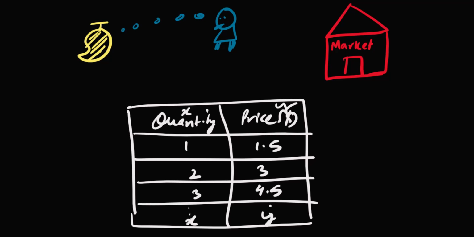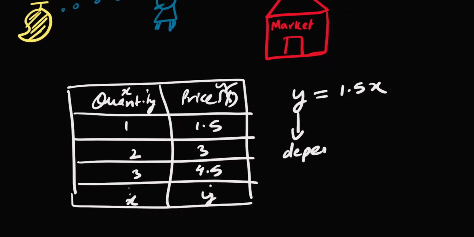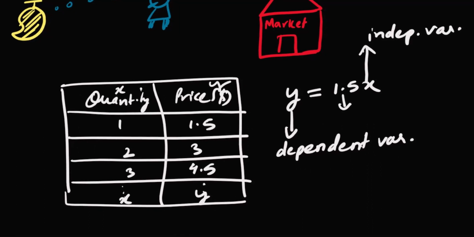From this we can find that it is very easy to calculate the relationship between the price of the mangoes and the quantity, and it comes out something like this: Y is equal to 1.5x. In this, Y, which is the price, is called the dependent variable. X, which is the quantity on which the price depends, is called the independent variable. This value is called the slope.